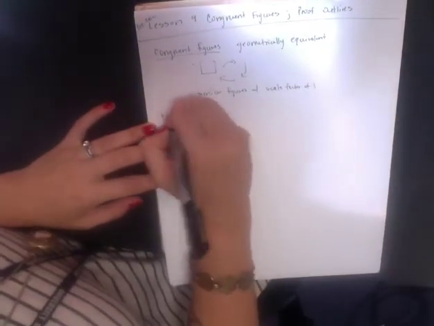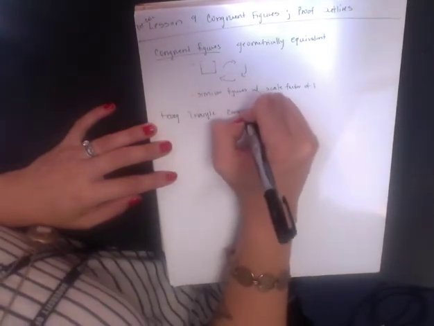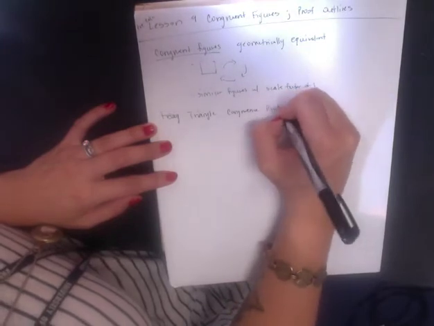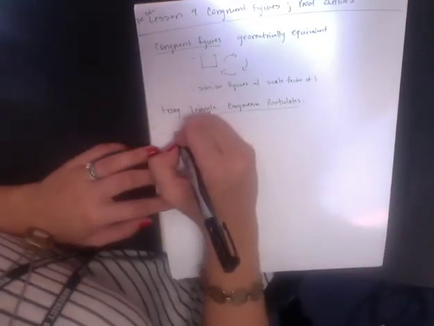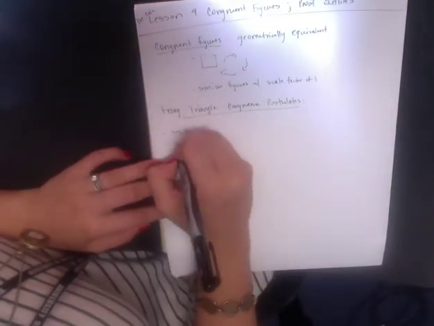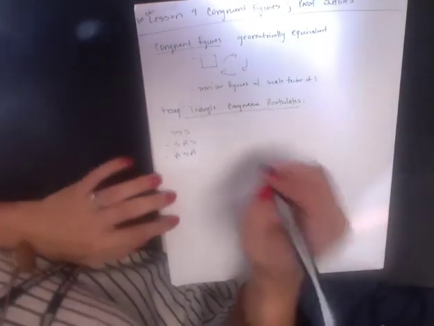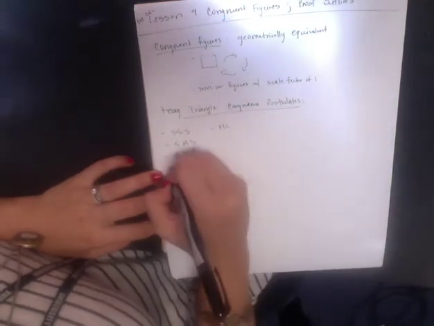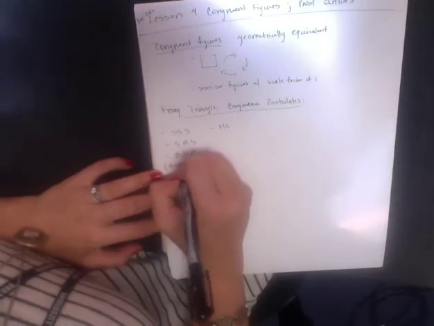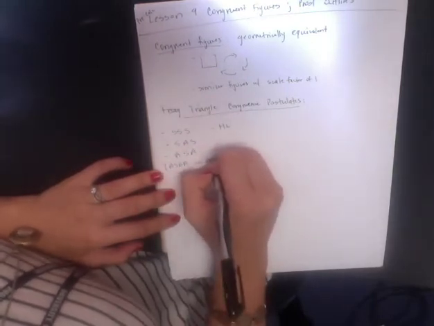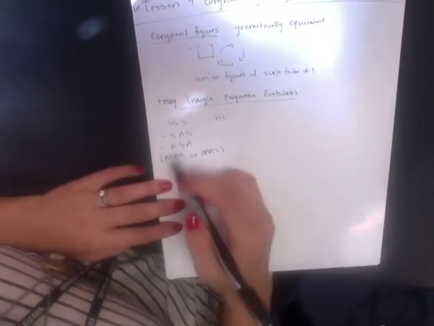Now we also have triangle congruency postulates, okay? So we have side, side, side; side, angle, side; angle, side, angle; and hypotenuse, leg. Angle, side, angle is the same thing as angle, angle, side. 2 angles are sufficient. Now, what do all of these say?